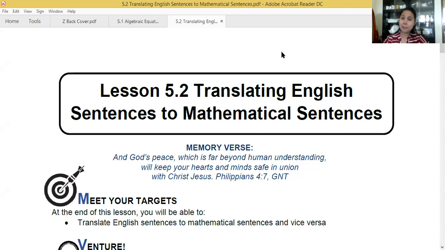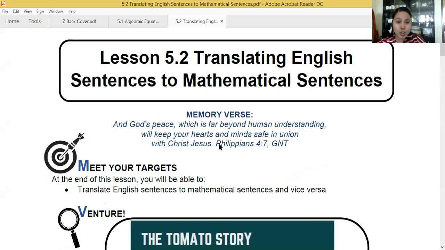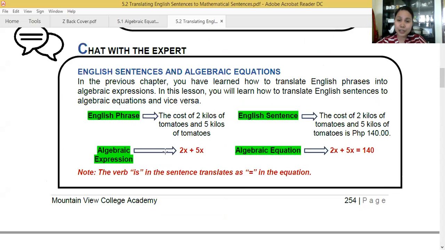Our next topic is about translating English sentences to mathematical sentences. It means that from the English sentence of 2 plus 2 equals 4, we need to write it into a mathematical sentence. Now, how do we do that? For example, the English phrase is the cost of 2 kilos of tomatoes and the 5 kilos of tomatoes. It can be translated as 2x plus 5.